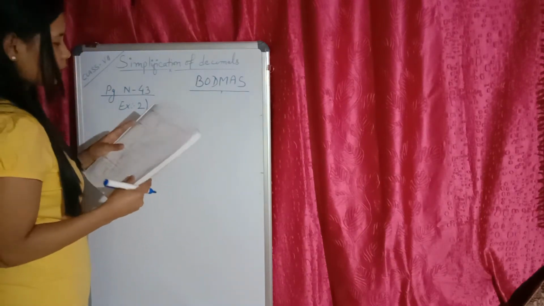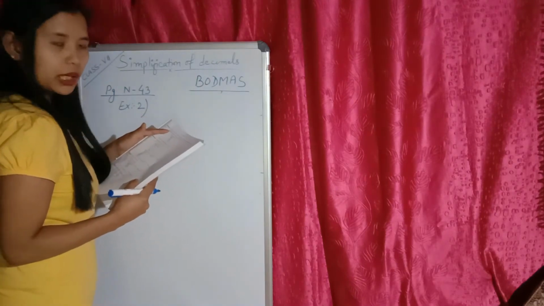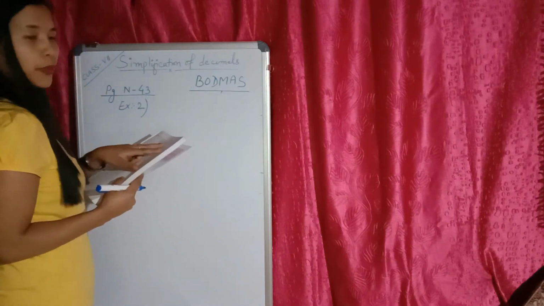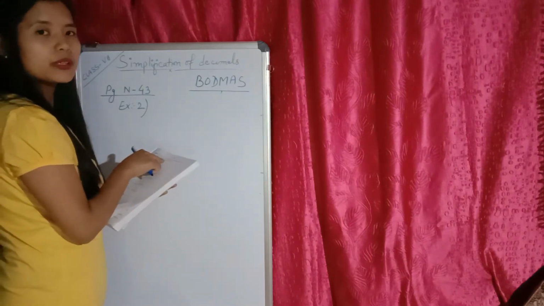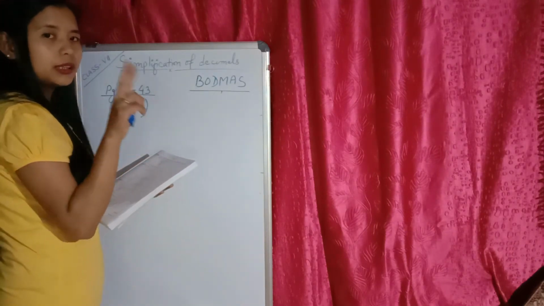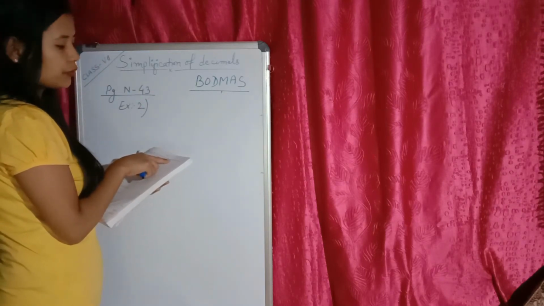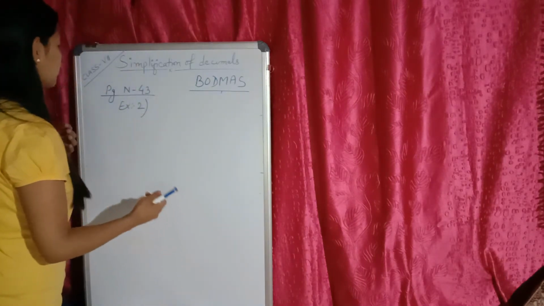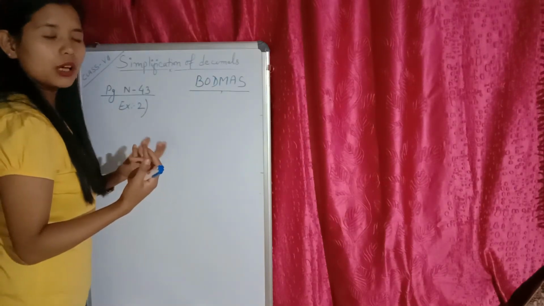Please refer to your textbook. The question says, the product of two numbers is 31.611. If one number is 257, find the other. So this is our word problem. The first thing this word problem tells us is the product of two numbers is 31.611. When we say product, that means the multiplication of two numbers. One number is given as 257. We need to find the other number. In a word problem, it will be easy if you always assume what is to be found out as x.